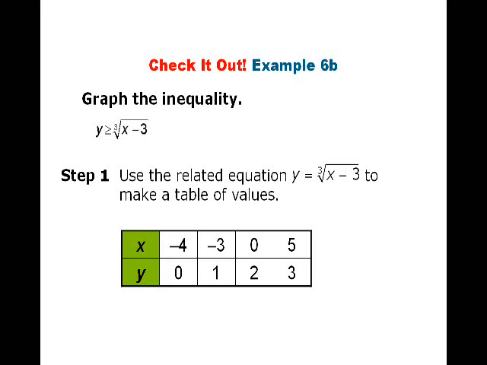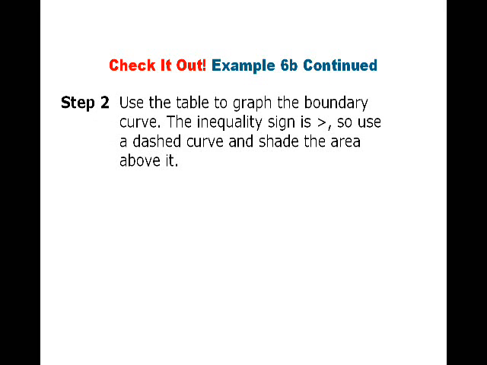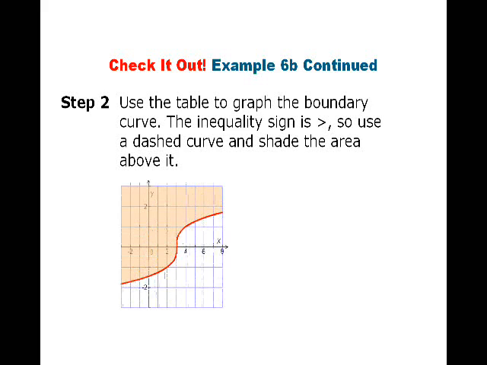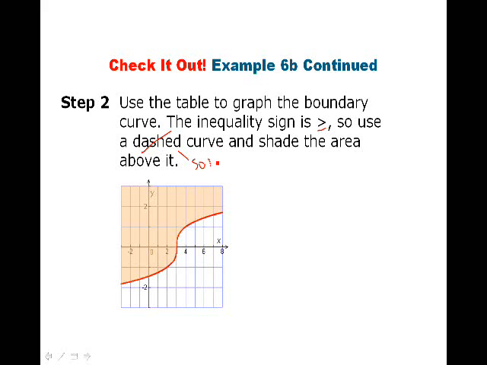So we picked some negative numbers, 0, and positive numbers, just to see the entire graph here. So this time we are using a solid line on the graph because it was a greater than or equal to sign. I just realized there was a little typo there, so I fixed it. The inequality sign is greater than or equal to, so that should say a solid curve. Sorry about that. And we'll shade the area above it.